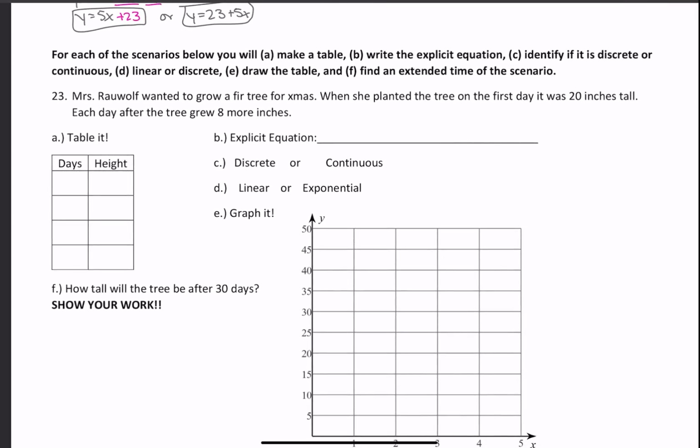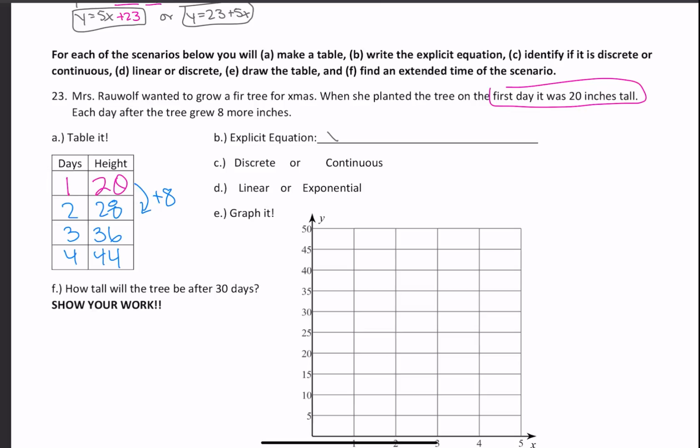So Miss Rouse wanted to grow her fir tree for Christmas. When she planted the tree on the first day, it was 20 inches tall. Each day after, the tree grew 8 more inches. So on the first day, it was 20 inches tall. Each day after, it grew 8 more inches. So that means I'm adding by 8. So when I go down my table here, these are the numbers we get.